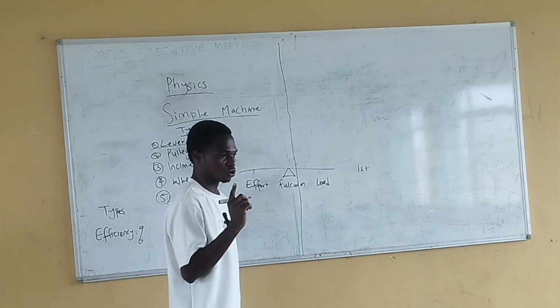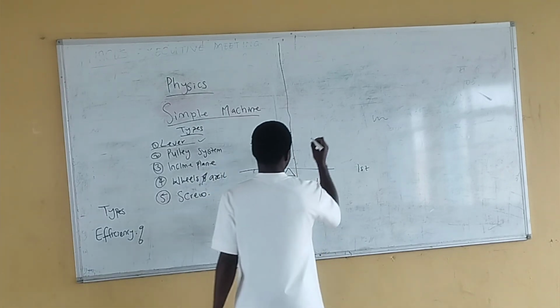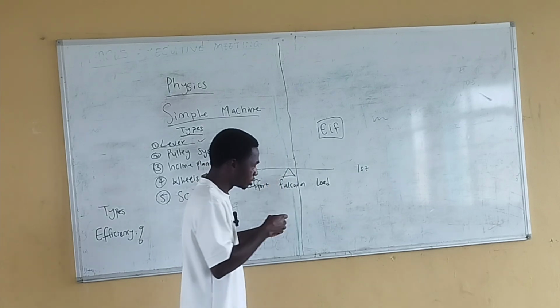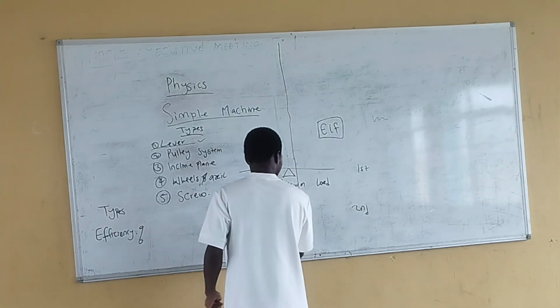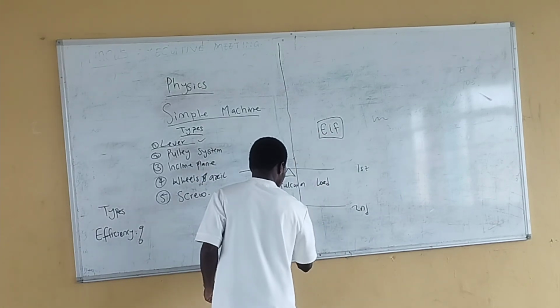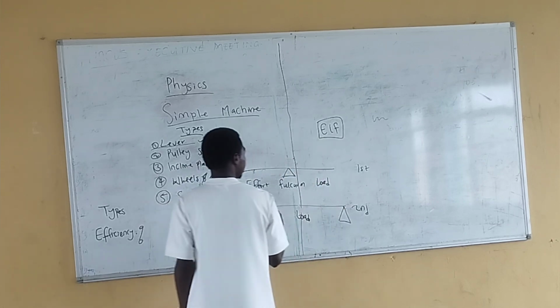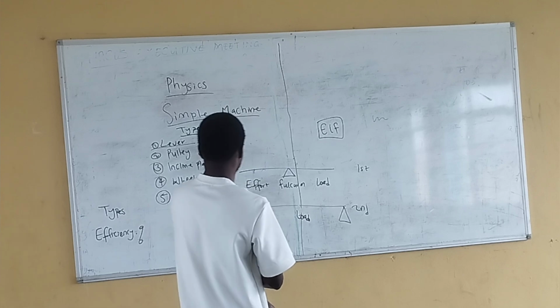Then second class. There's how you usually know second class. Those with a long ear, they are the second class. In the second class, the load is in the middle, the fulcrum is at the end, and then the effort is at this side. We'll find some examples under this.